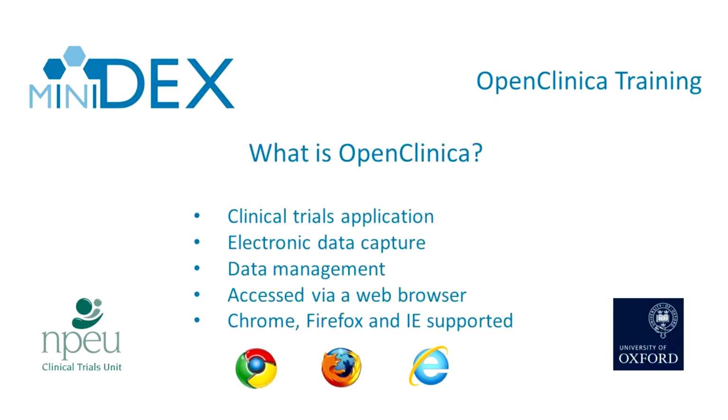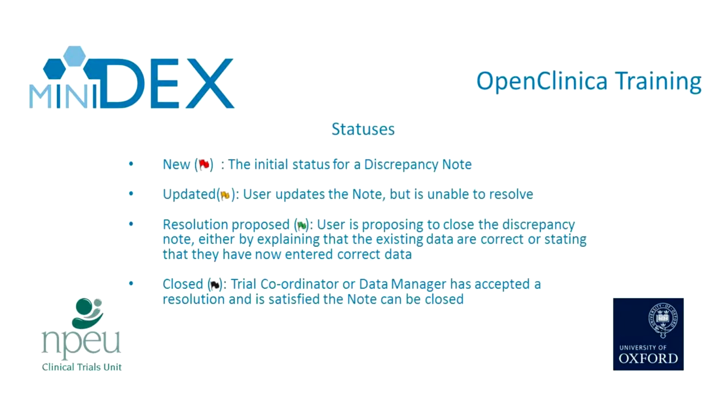There are 4 key statuses for discrepancy notes. The first is the red flag. This stands for new and is the initial status for a discrepancy note. Next is the updated status, denoted by the yellow flag. This is when a user wants to update the note but is unable to resolve it at the time.